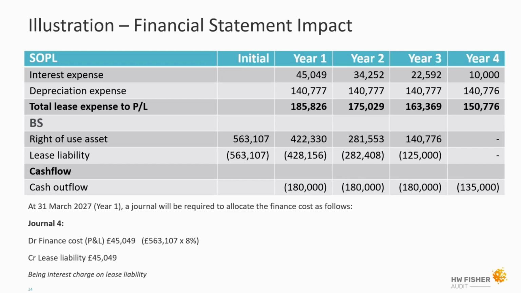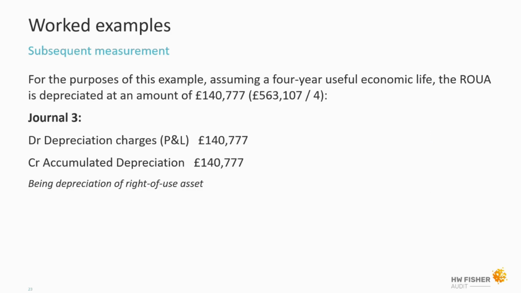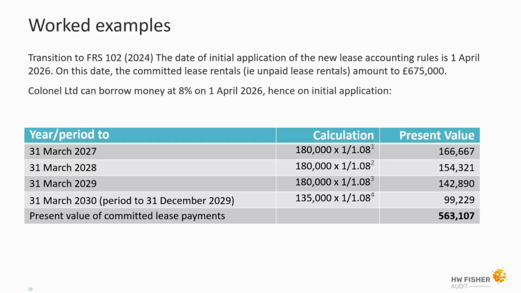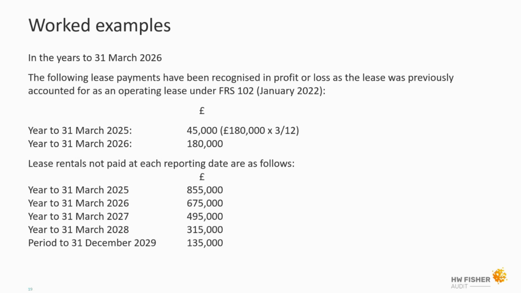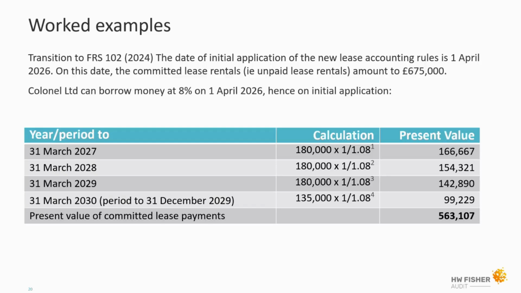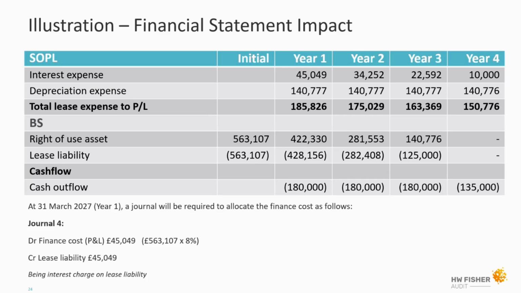So you're going to have your depreciation expense. But on top of that, you're going to have another expense, your interest expense. That interest expense is unwinding that lease liability, so that's unwinding the present value. We discounted it down. If we go back, just for everybody, we started with £675,000 of expected cash payments. We discounted it down to £563,000. So we've got to unwind that now over that period.